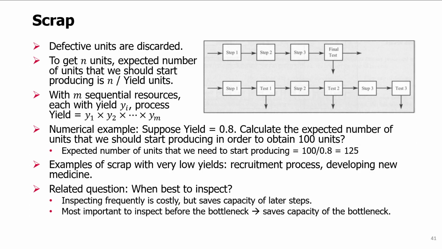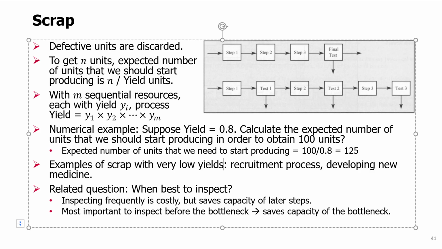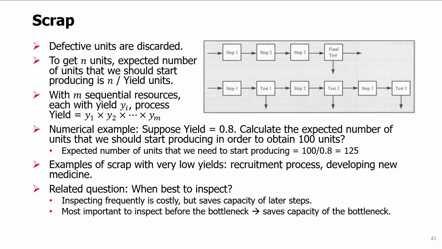Some examples of scrap with very low yields: the first one is the recruitment process. In a recruitment process, let's say you know that out of 20 applicants, you normally select just one good candidate for a job. Then you know that if you want to hire 5 people, you might need to get at least 100 applications in order to have a good chance of having 5 good applicants, right? So in that case, the yield would be 5%.